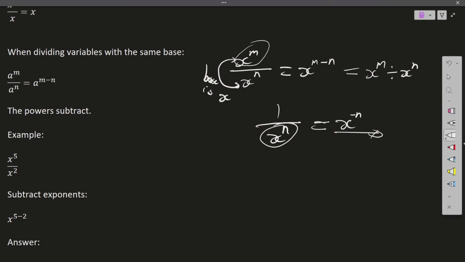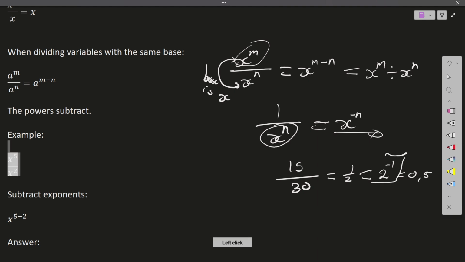So let me make a different example. Let's say we had, for example, 15 divided by 30. So 15 divided by 30 is basically 1 over 2. If you put 1 over 2 in your calculator, it is 2 to the power of minus 1, and that will give you 0.5. As always, if you put this in your calculator, you'll see.